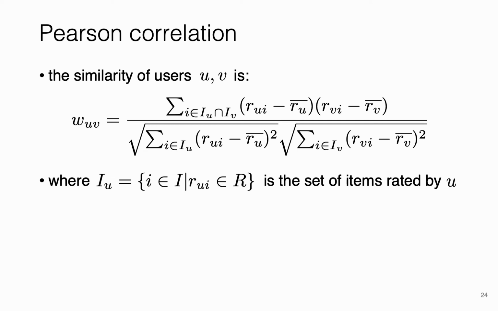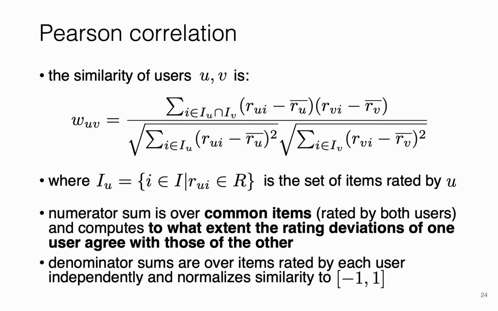If there is no pattern of agreement or disagreement, the terms are sometimes positive, sometimes negative, and thus sum close to 0, meaning no correlation. The denominator plays a normalization role. It sums over all items rated by each user independently and results in the coefficient taking values in the range of -1 to 1.